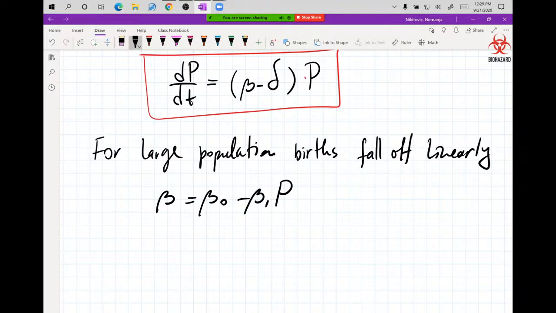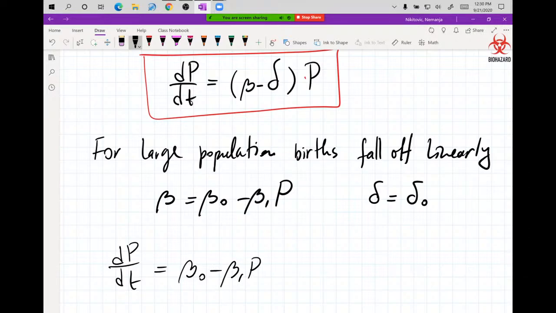And the death rate remains constant. The death rate is just going to be whatever value we had before. Now, when you plug all of those things into the values above, you get the change in population in time: dp/dt equals beta 0 minus beta 1 p minus delta 0, everything times p.